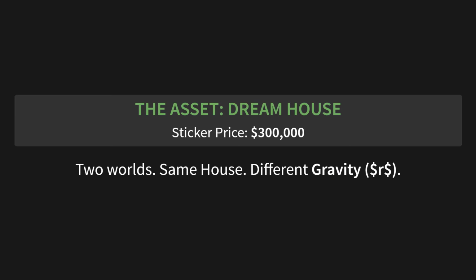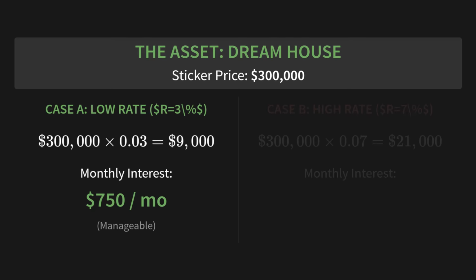Now, imagine two worlds. It's the exact same house, same bricks, same yard. But in each world, there's a different gravity, a different R. Let's look at case A. This is the low-rate world, where R is just 3%. The math is pretty simple. $300,000 times 0.03, that's $9,000 a year, which means your monthly interest is about $750 a month.